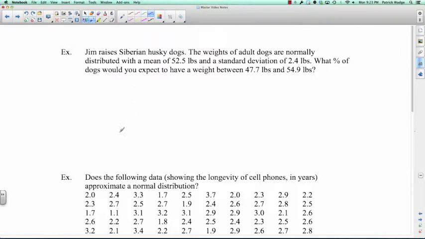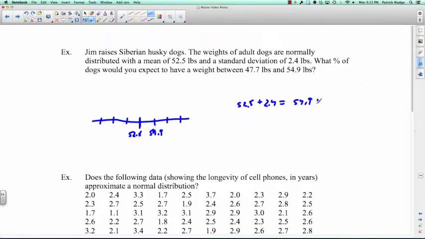Okay, so what you want to do here is sketch what we just did. The mean was 52.5. That's the mean. And we want to put on here one standard deviation more, two standard deviations more, and three standard deviations more, and one less, two less, and three less. So remember, this is the mean plus one standard deviation, which is 2.4. If you add those together, you get 54.9. So this right here is 54.9.